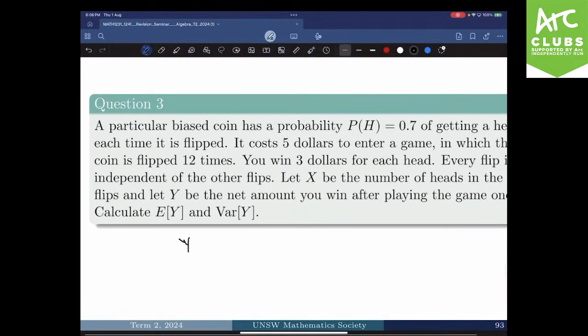Y, which is the amount I win, should be equal to 3 times X, which gives me the amount I win for getting X amount of heads. 3 times X, because $3 for every head. But we also have to account for the amount of money we need to enter the game. Y is equal to 3X minus 5, yeah?